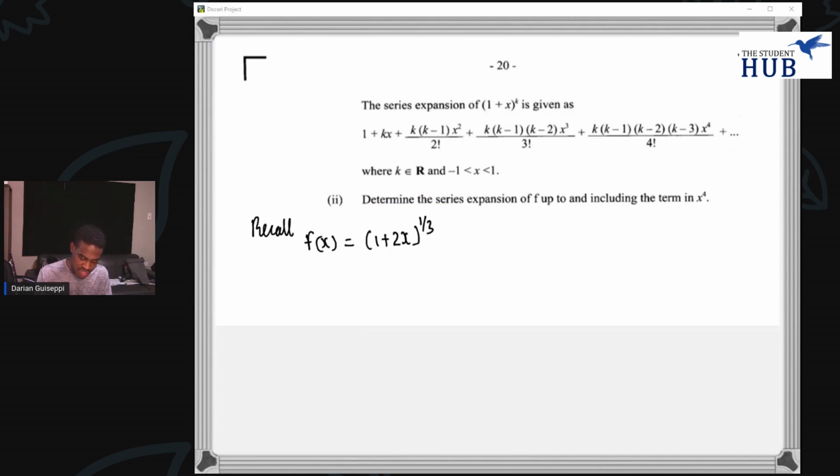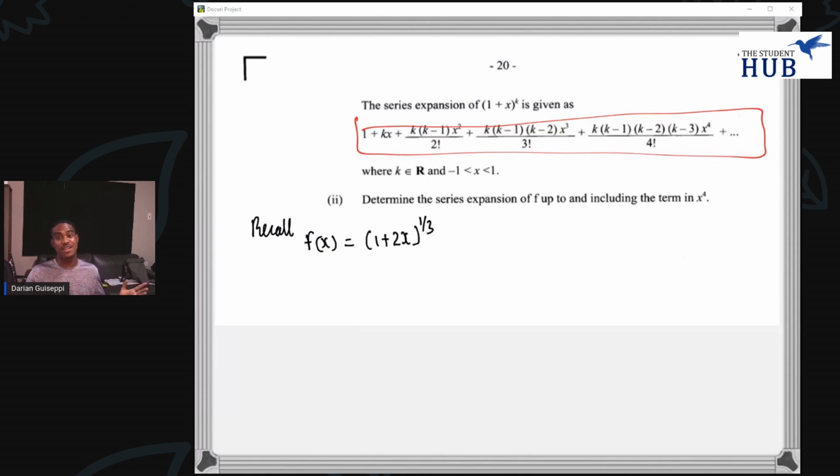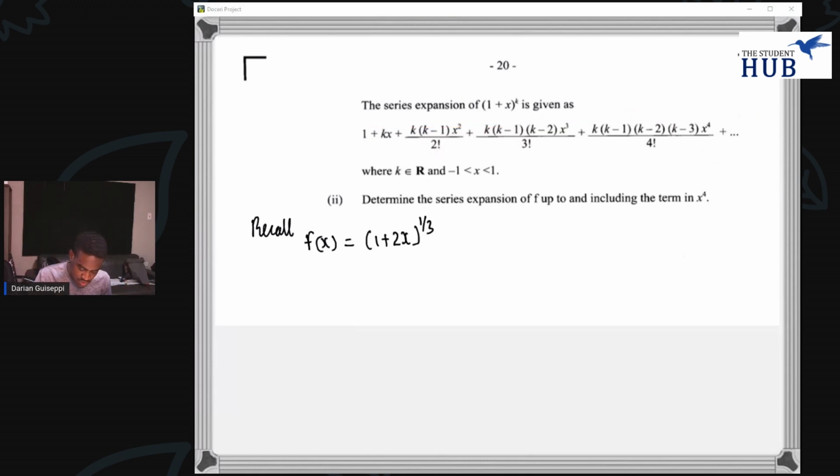So what we could see easily here is that our k would be a third. Our x would be 2x. That's what you need to identify. What is the x and what is the k? Right? And then it's just a simple matter of substituting what is the x and the k into this formula that they gave you. Normally they don't give you the formula, right? But they gave you it. So we utilize it. Why not?